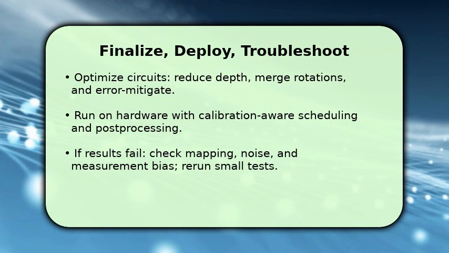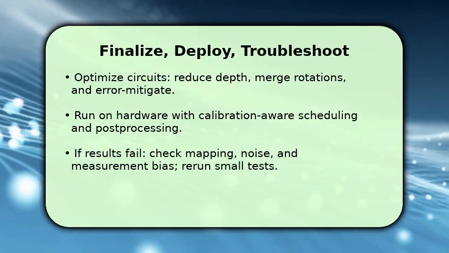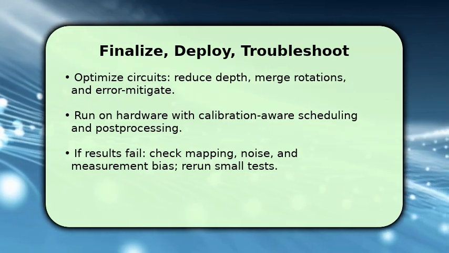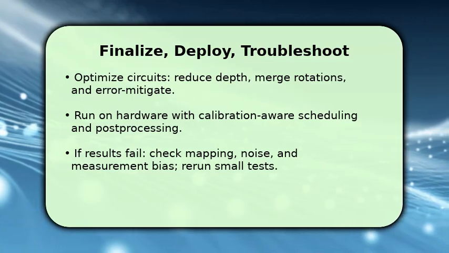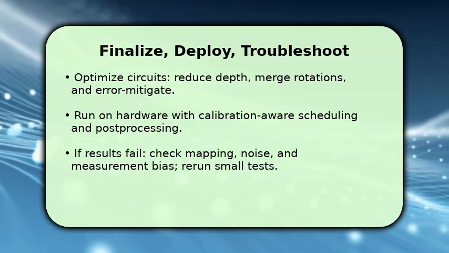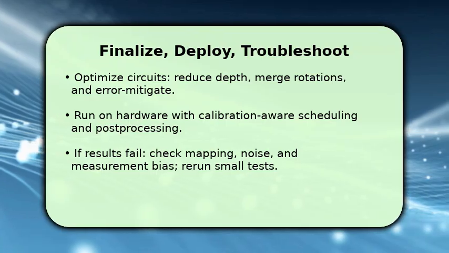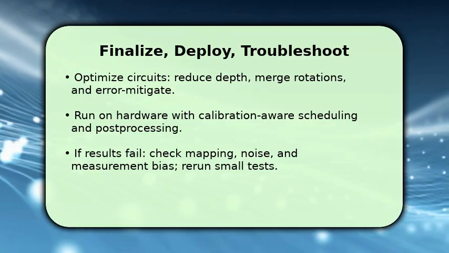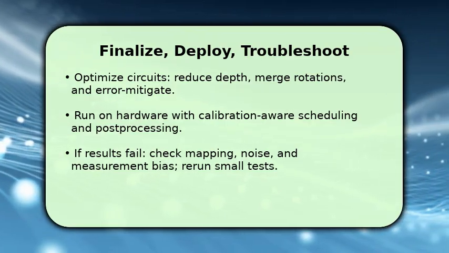If outcomes are wrong or noisy, first run miniature tests, verify qubit mapping, recheck calibration data, and run identity and tomography checks to isolate noise or readout bias. Then adjust the circuit or retry with mitigation and shorter circuits.